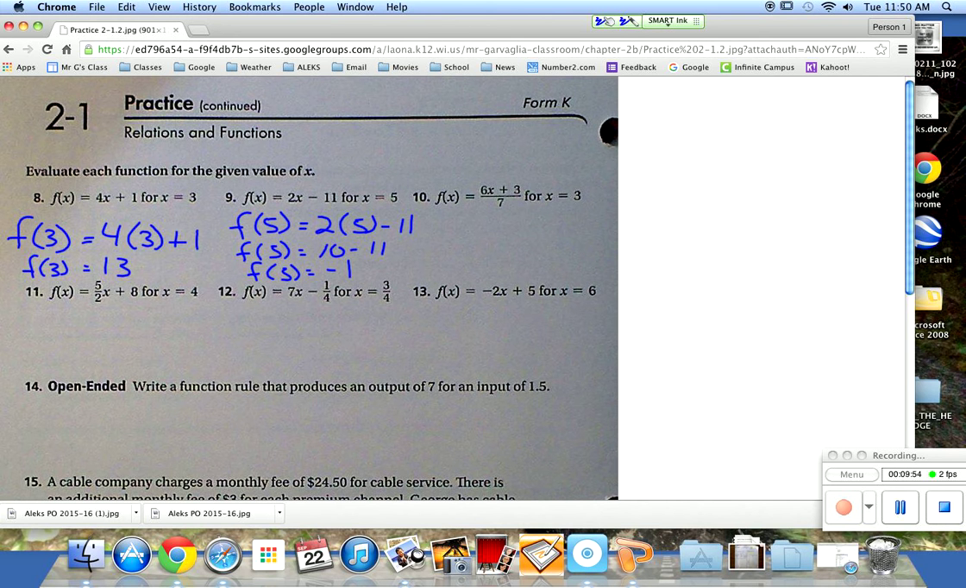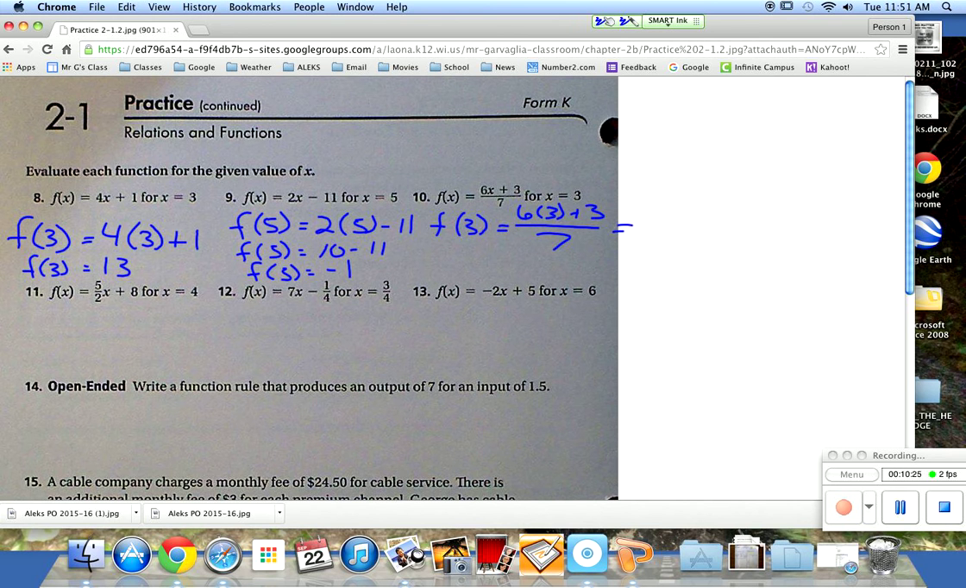Fletcher, what do I do first? Come on, Fletcher. F of what? 3. So now we're going to put in 3 for the x, right? 6 times 3 plus 3 over 7. So all I did was I just put in my 3 for this. I didn't do anything else. Now we have to simplify, right?